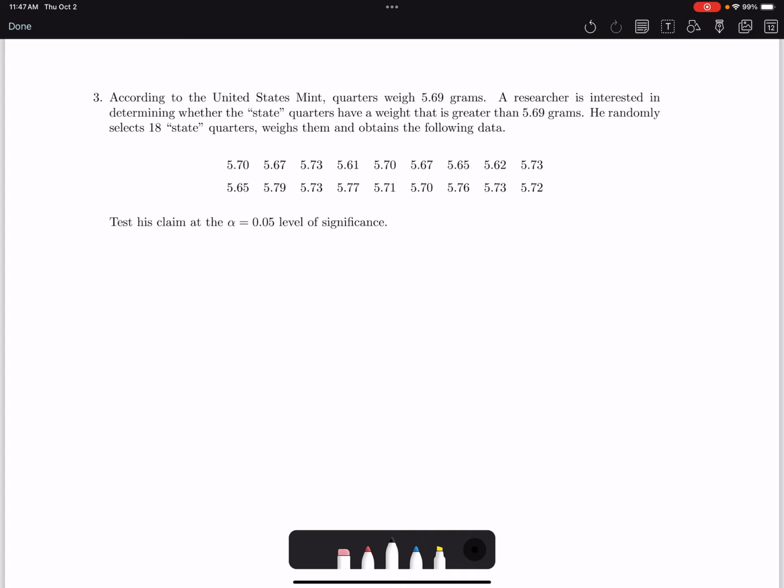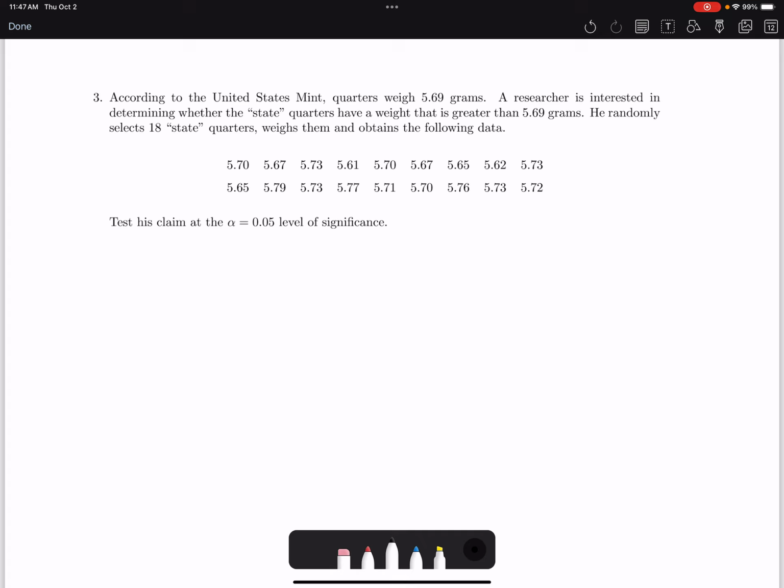So this researcher wants to know if the state quarters have a bigger weight than the eagle quarters. He randomly selects 18 state quarters, weighs them, and obtains the following data. We're supposed to test his claim at the 0.05 level of significance. Now, to get the p-value, you're going to have to enter that data into Art of Stat, and I haven't shown you how to do that yet. So what I want you to do is just pause the video, see if you can write down the null and alternative hypotheses, and then we'll walk through the remaining steps together. Give the video a pause and see if you can do that.